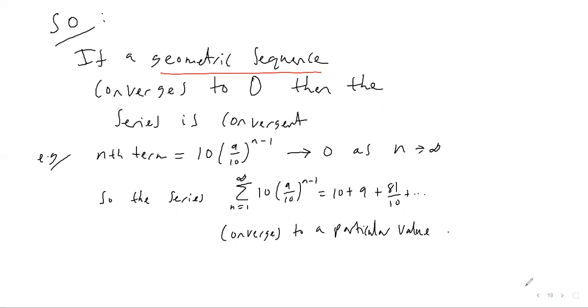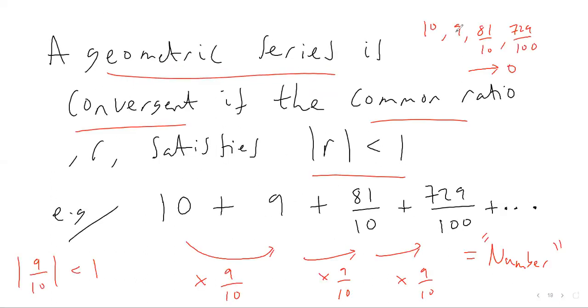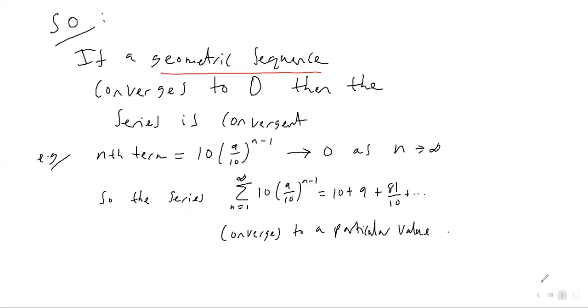So for example, the nth term of this sequence, 10, 9, 81 over 10, 729 over 100, has this nth term here: the first term times the ratio to the power of n minus 1. And that's going to go to 0 as n goes to infinity. Because if we make n a massive number, 9 over 10 to the power of a massive number, in your calculator you'll get basically 0. So 0 times 10 gives you 0. So the sequence will converge to 0.